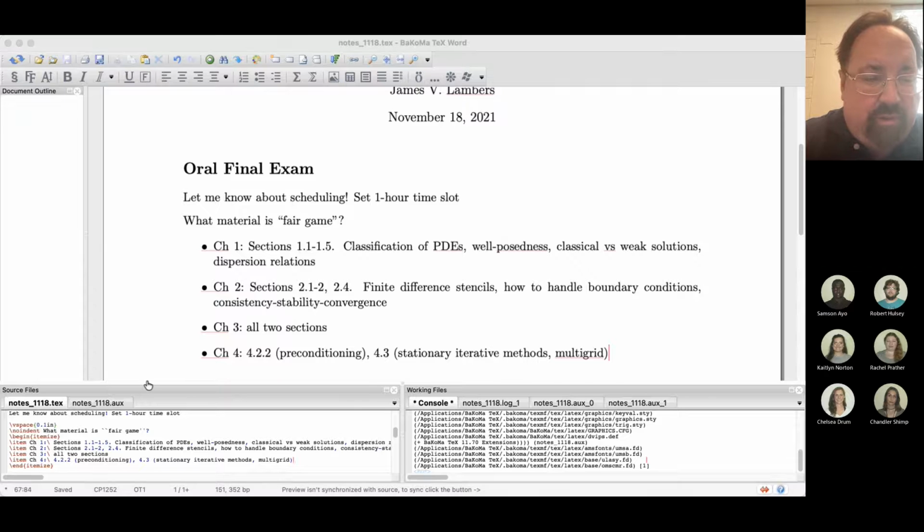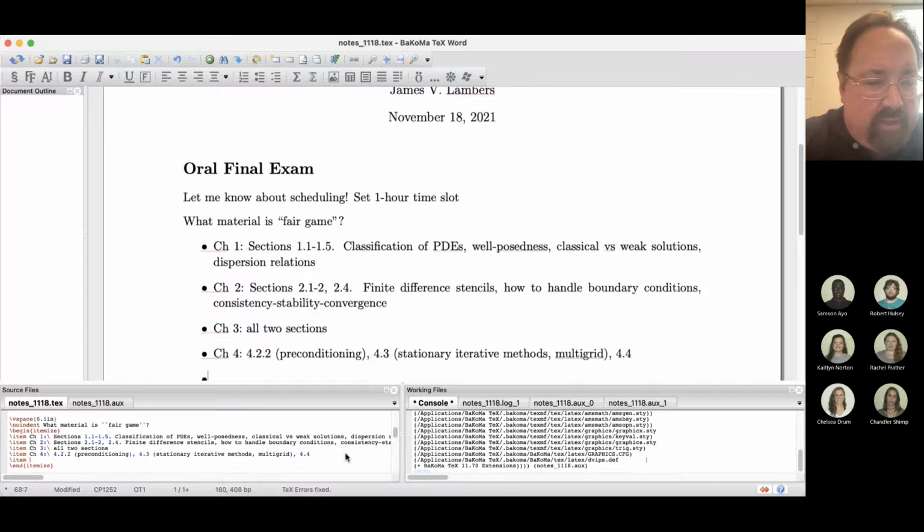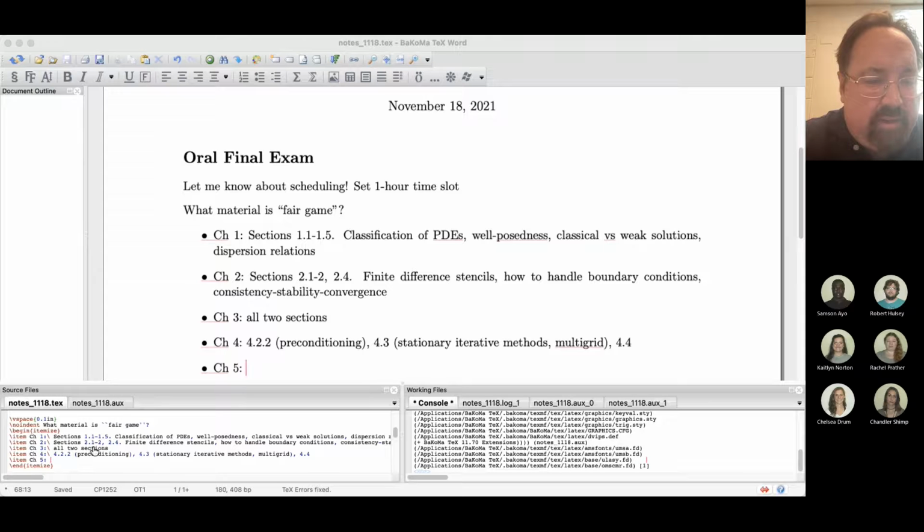Like multi-grid, what's the main idea behind multi-grid? Although it's a little difficult to think of fitting questions from this stuff. But I should not rule it out entirely. We'll see how it goes. And then finally, chapter 5 on ODEs. Well, anything from there's a possibility at least.